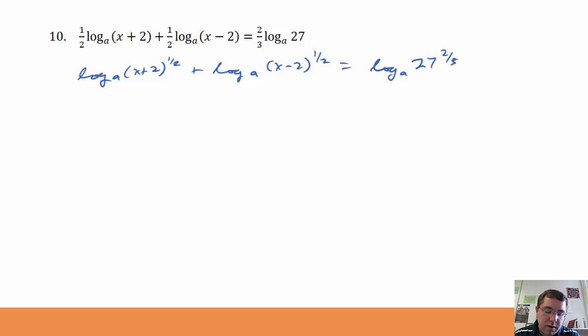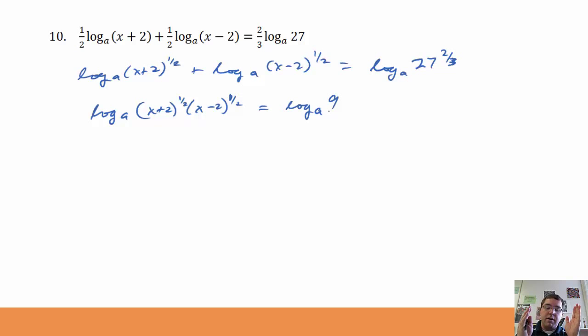Okay? So on the left-hand side, I now can combine those into one log base a of x plus 2 to the 1/2 times x minus 2 to the 1/2. On the right-hand side, what is 27 to the 2/3 power? Well, that's the cube root of 27 and then square. The cube root of 27 is 3. 3 squared is 9. So this is really the log base a of 9. Cool. So now I've got a log of something equals a log of something.